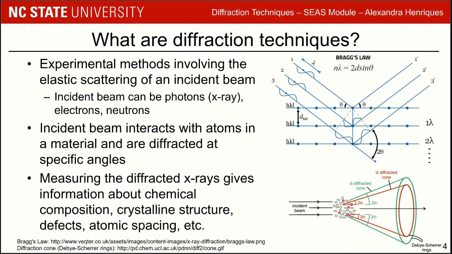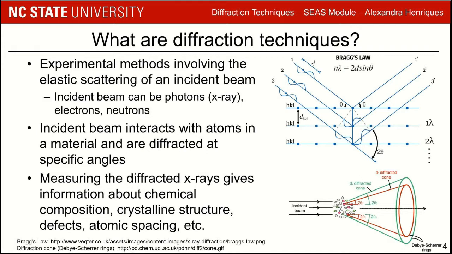The second question, what are diffraction techniques? The general idea is it is an experimental method involving the elastic scattering of an incident beam. Now, this incident beam can be photons, generally at the X-ray wavelength, electrons, or neutrons. The X-ray scattering is what I'll generally be focusing on in this presentation.